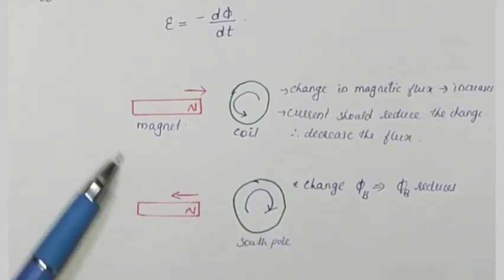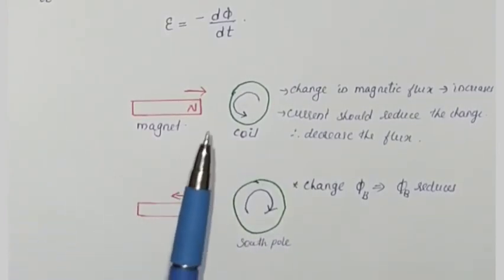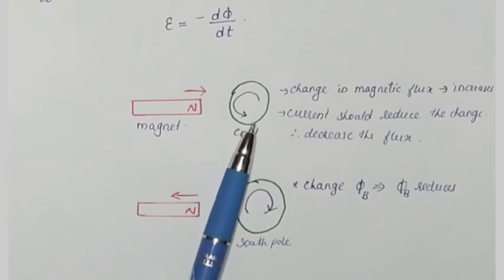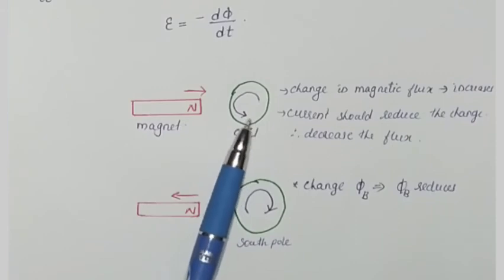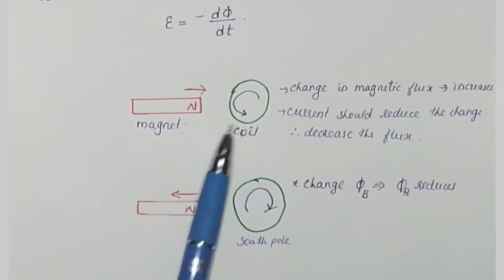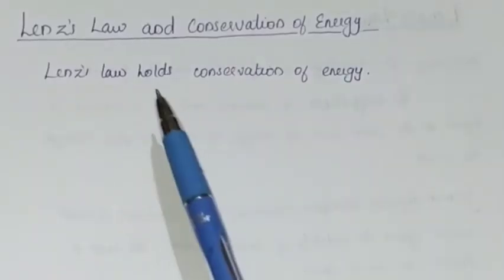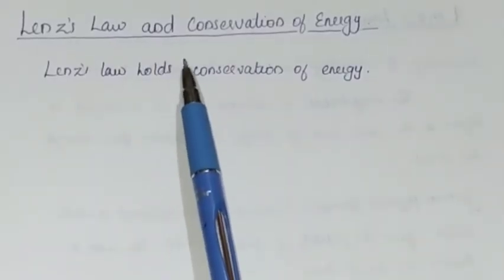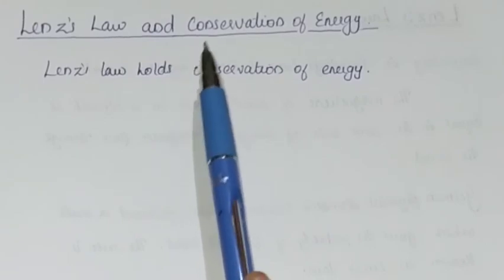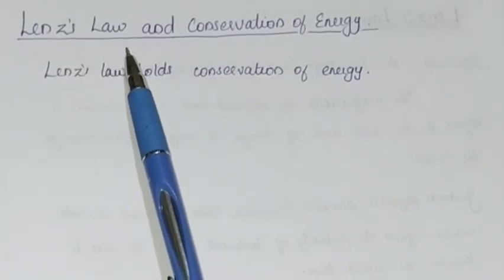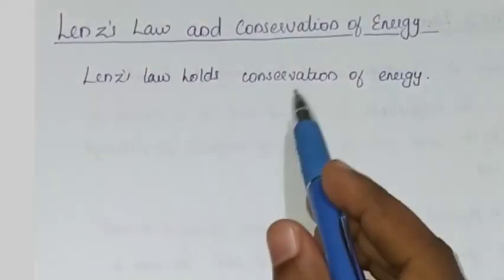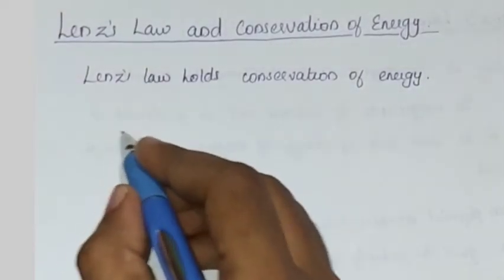So this is how Lenz's law is applied, and according to that the induced EMF will produce a current in a coil such that it opposes the change in the magnetic flux that produces that induced EMF. So we have understood how Lenz's law gives the direction of induced current, and we have analyzed an illustration of the Lenz's law also. Now the correctness of Lenz's law can be analyzed with the help of law of conservation of energy. Lenz's law holds the conservation of energy.